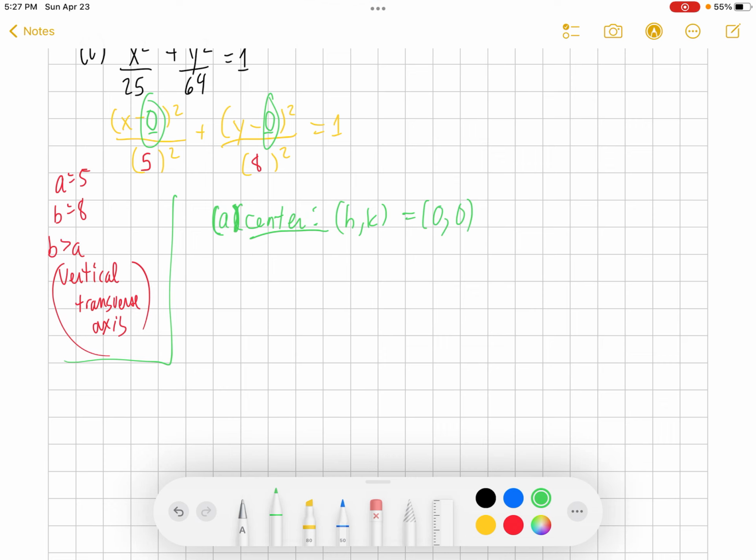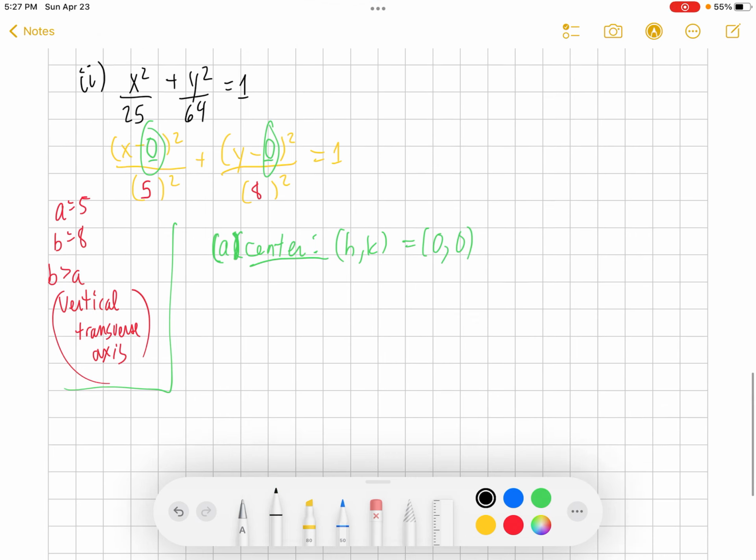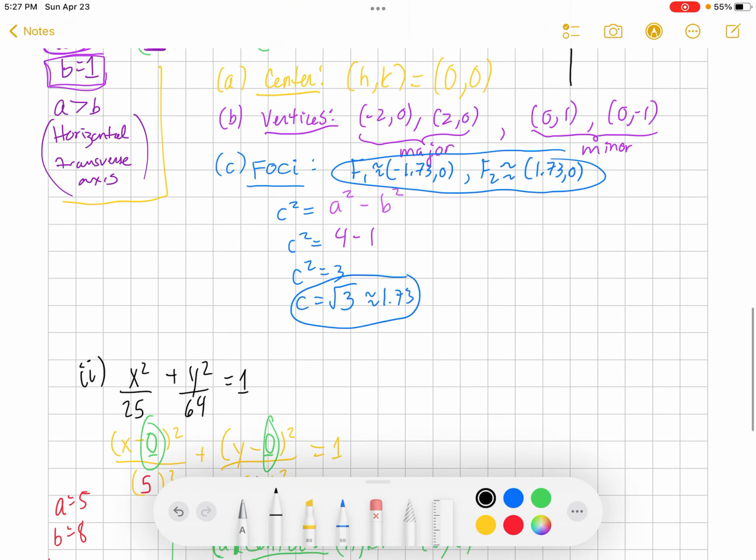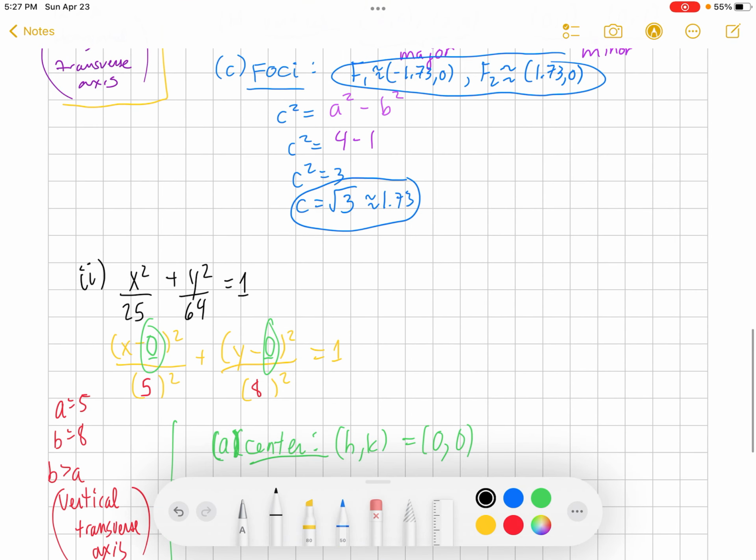So the center is the h, k. It would be 0, 0. Let's do next the vertices. Before I do the vertices, I'm just going to get straight to my graphing.